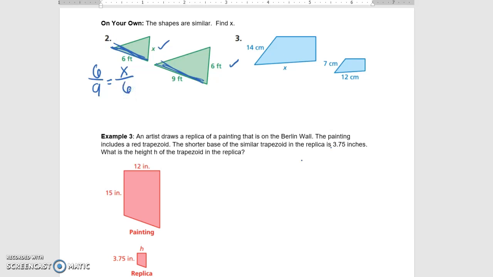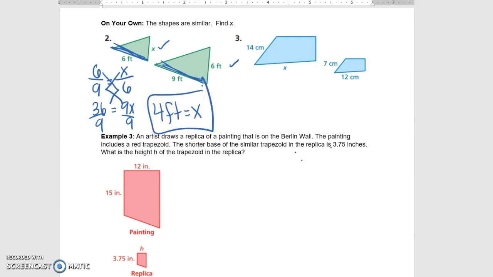Make sure that the same shape is in your numerator and your denominator. So you have 6 times 6, which is 36. X times 9, which is 9x. Divide each side by 9. 36 divided by 9, I'm just going to write it over here, will give you 4. But if you look up top, you're using feet. So you would just say 4 feet.